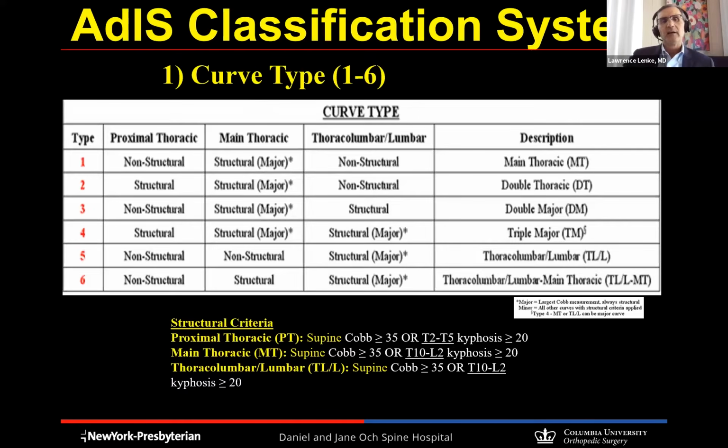So the 6 curve types of the ADIS system are the exact same 6 curve types as the AIS system. The main difference here is that the structural criteria will be based on a single supine AP image, whereas if the minor residual curve is greater than or equal to 35 degrees, that's going to be a structural minor curve. So we're not using side bender curves like we did in the AIS system. We really strongly promote the use of a single AP image for many reasons as a structural criteria assessment radiograph.